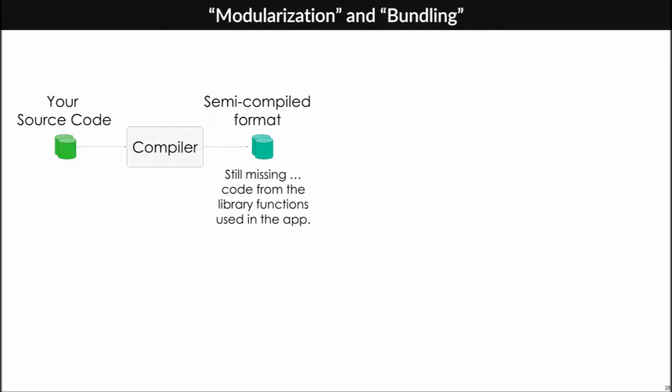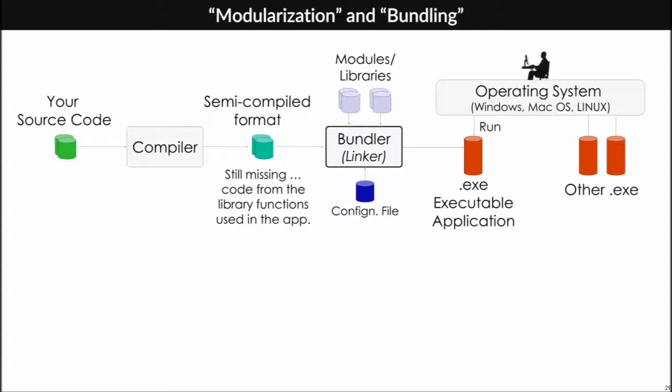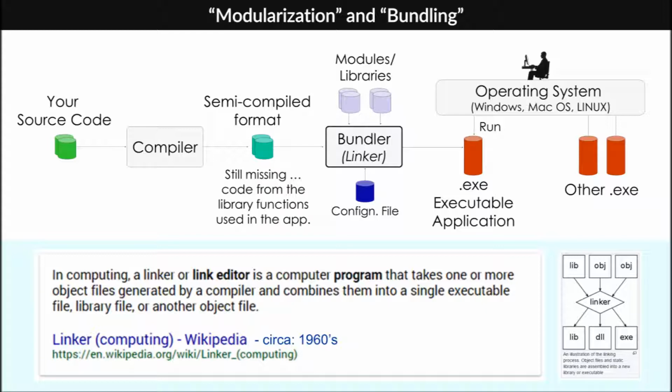You take your source code, you put it through a compiler, you get a semi-compiled format. Then you take your semi-compiled format, put it through a bundler or a linker. That linker has got a configuration file which will identify the inbound semi-compiled format and where to find all the libraries that you want combined. And your final output, and in this scenario, I've just used an executable in the Windows environment, the bundler or the linker will output a .exe file that will run under the operating system.